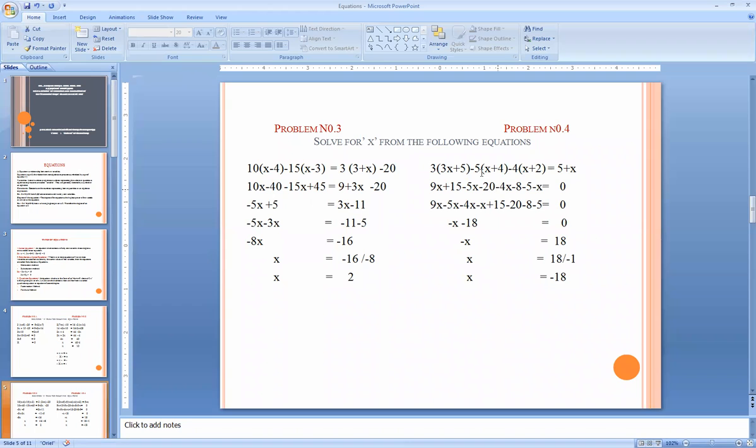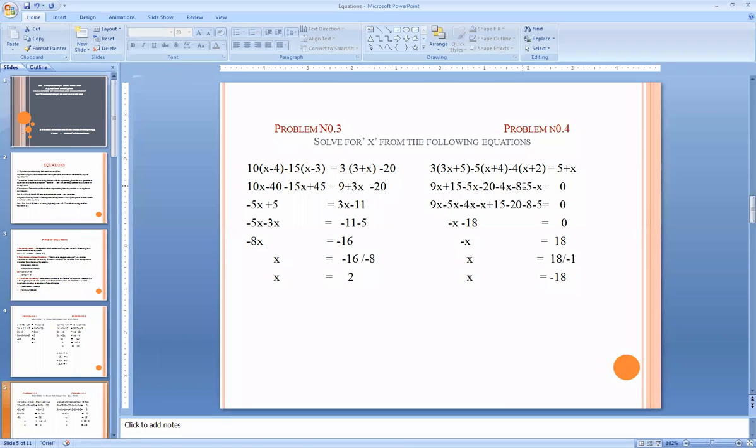One more bracket to be removed. In front of the bracket there is a minus sign. Minus into plus, the x value is plus, so minus into plus is minus. 5 into x is 5x. Minus into plus is minus. 5 fours are 20. Then one more bracket to be removed. Minus into plus is minus. 4 into x is 4x. Minus into plus is minus. 4 into 2 is 8.